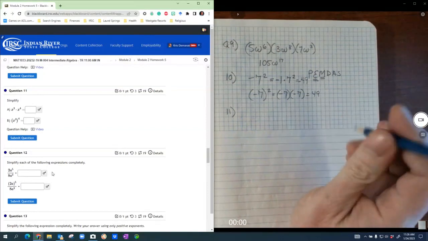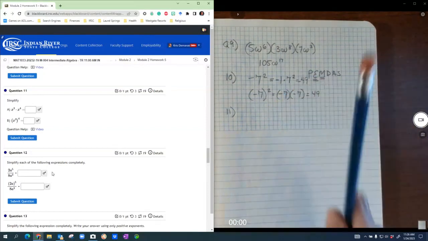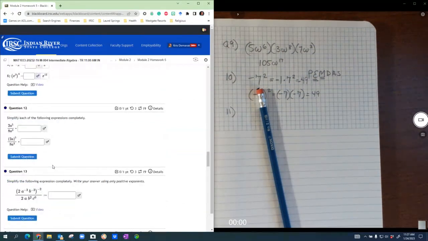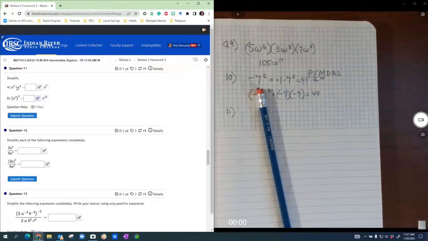Now x to the 3rd times x to the 4th, you add the exponents together. I'm not even going to write it down. That's going to be x to the 7th. And then the power rule: x to the 3rd, raised to the 4th, is going to be x to the 12th, because 3 times 4. I like these questions again because they show you the difference between what this means and this means. It's what they warned you about in that yellow box earlier.